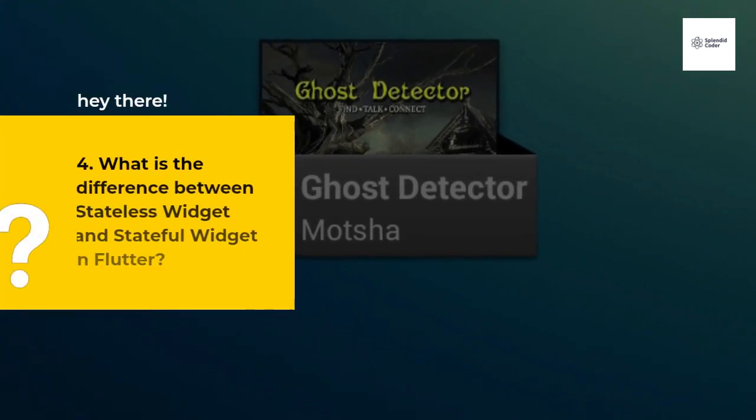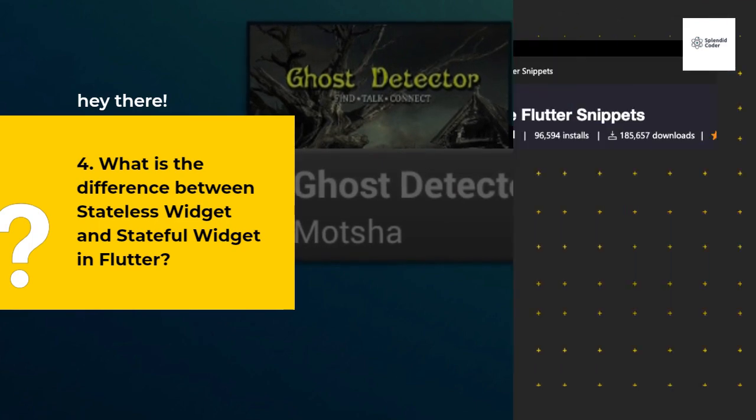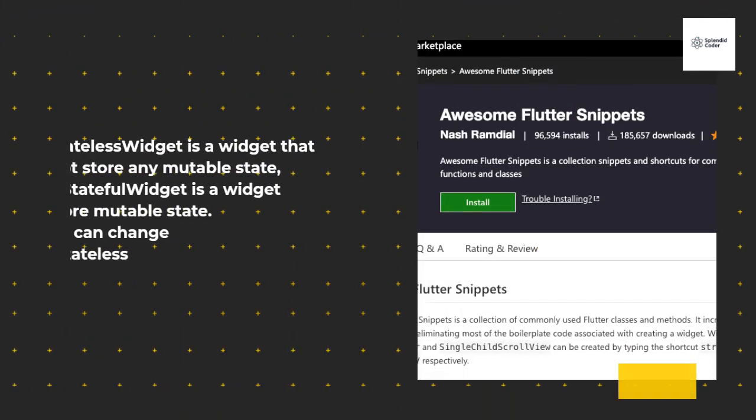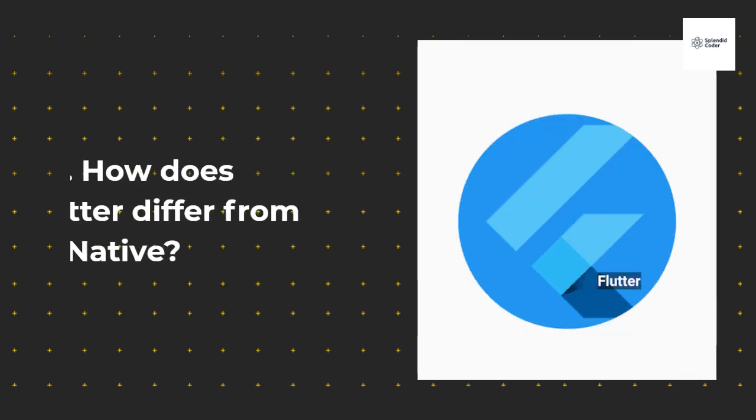4. What is the difference between Stateless widget and Stateful widget in Flutter? A stateless widget is a widget that will not store any mutable state, while a stateful widget is a widget that can store mutable state. Stateful widget can change dynamically while stateless widget can't change.